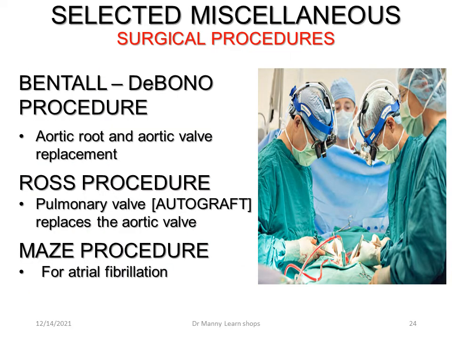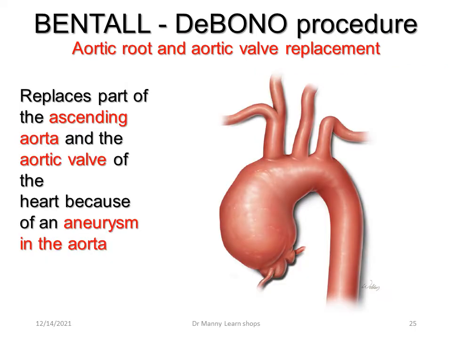Now, when we look at selected miscellaneous surgical procedures, I've just chosen these. The Bentall De Bono procedure, which is for aortic root and aortic valve replacement. The Ross procedure, which I mentioned previously in the historical highlights. The pulmonary valve, which is an autograft coming from the same person, patient, replaces the aortic valve. Then you've got the Maze procedure, which there are numerous for. I've just chosen a general view, and this is done for atrial fibrillation.